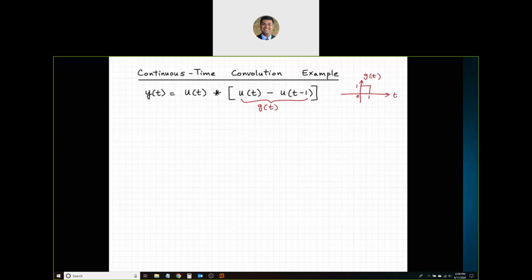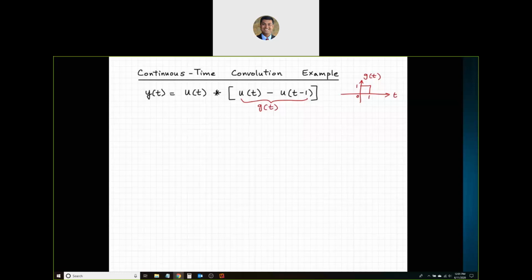Open the gate at 0, close the gate at 1. Next, let's sketch u of tau. So fix one. Which one should I fix? Well, this one goes on to infinity on the right. This one is limited. G of t is limited. So I will fix u of t, and I will flip and slide g of t. I think that will be much easier.